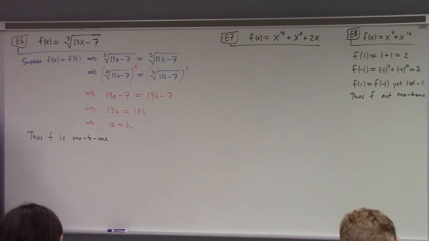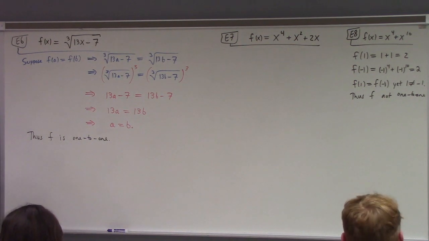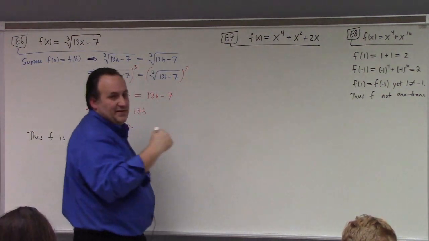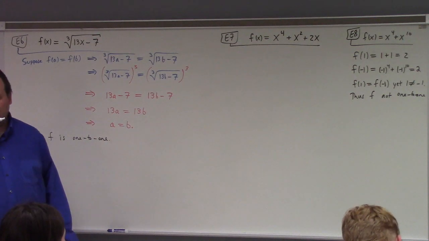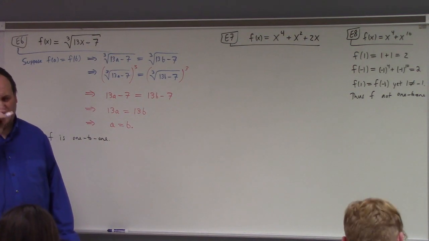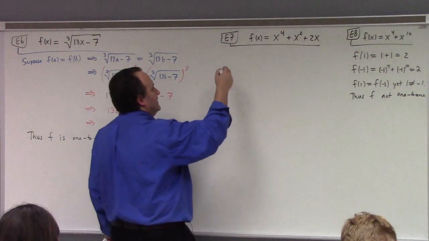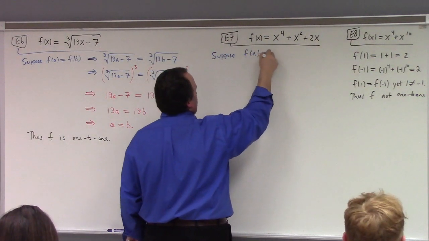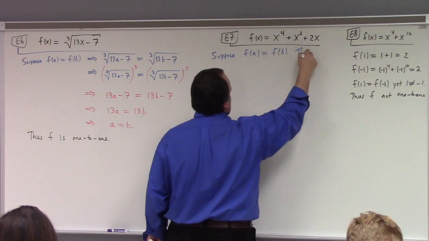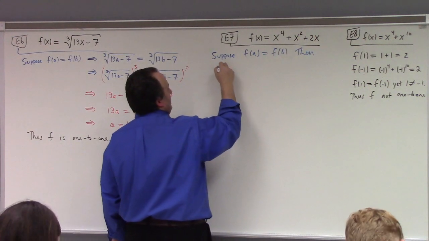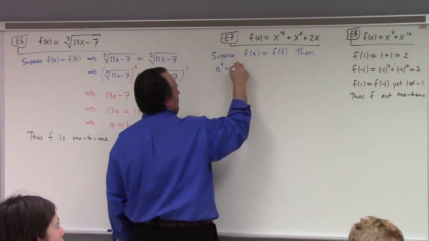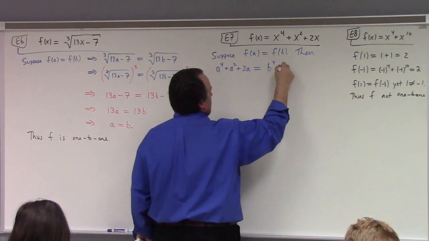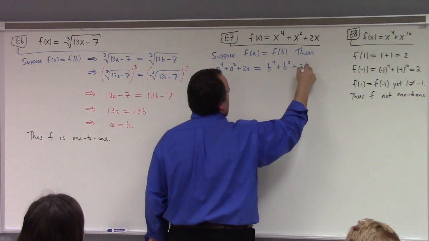Anyway, let's try example 7. So I start with what? Unless you can tell me two different things to put into that function to get the same output, but I don't know if I can. Let's not try to guess that. So suppose f of a is equal to f of b, right? Then what do we have? We have a to the 4th plus a squared plus 2a is equal to b to the 4th plus b squared plus 2b.